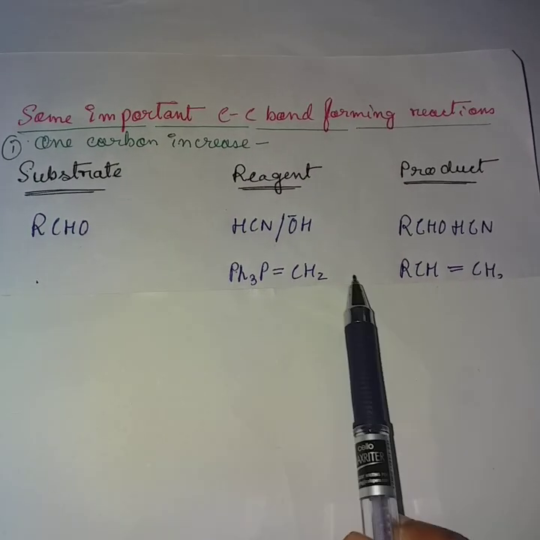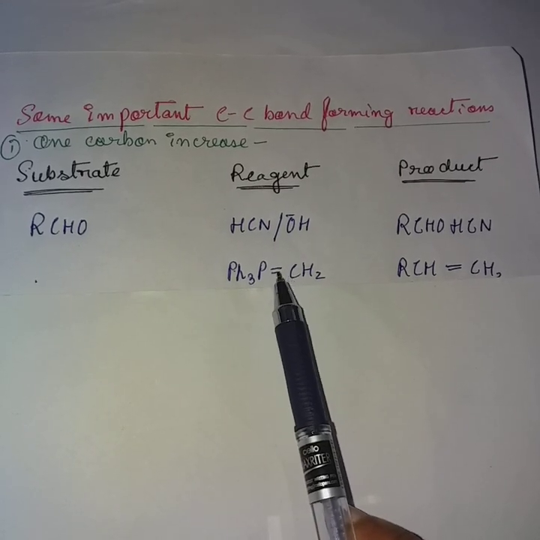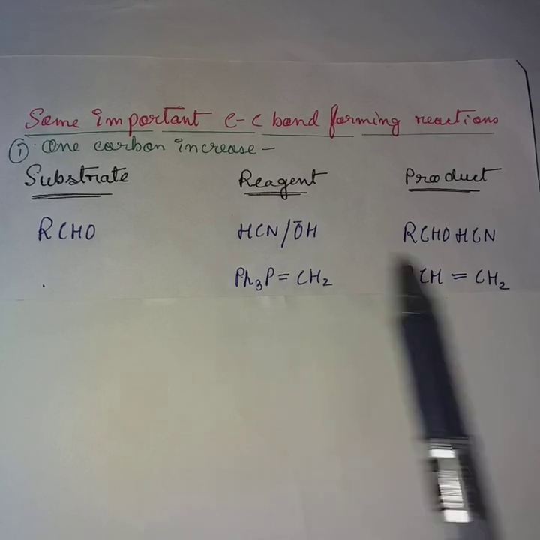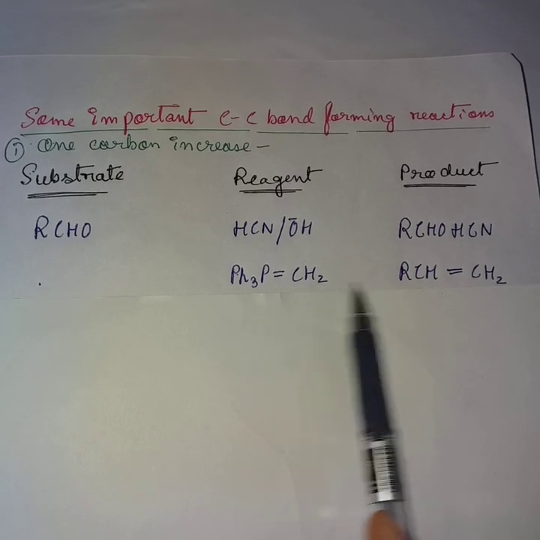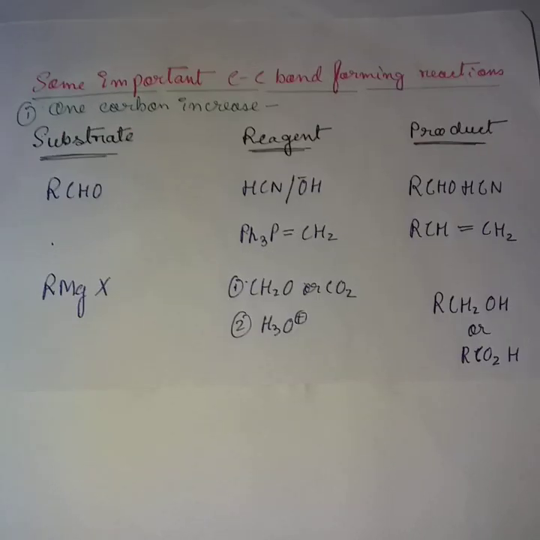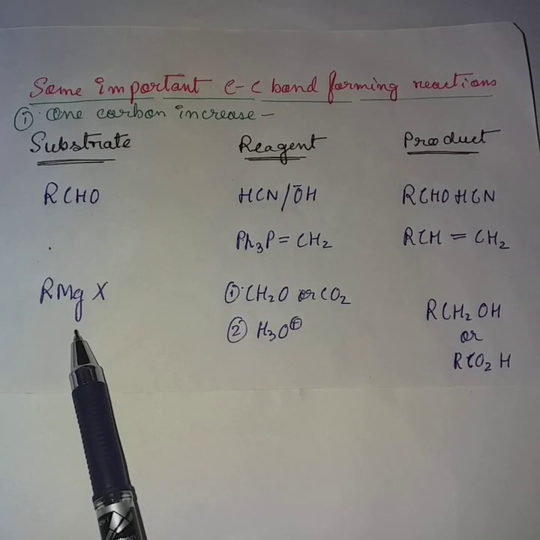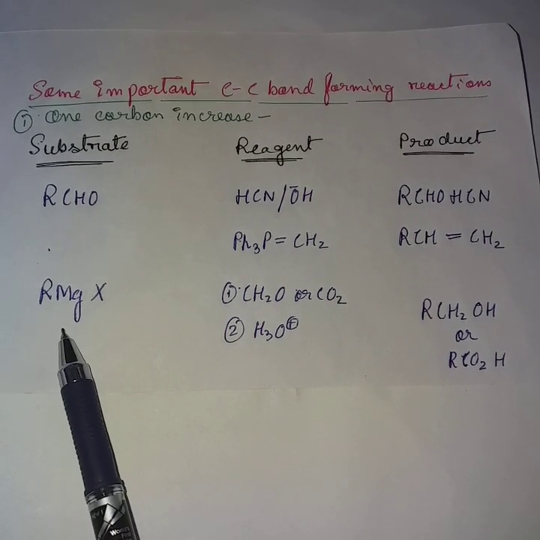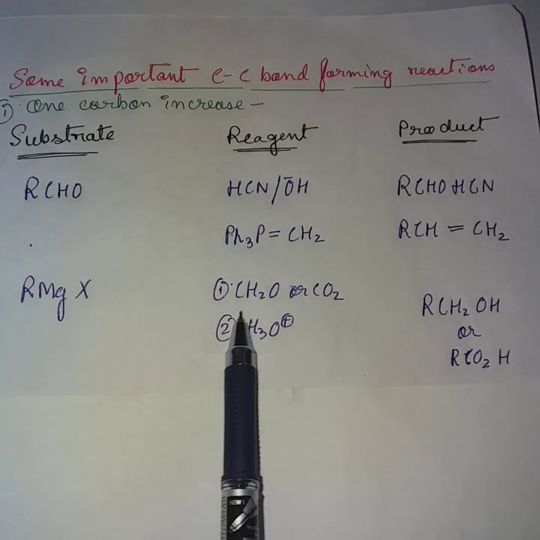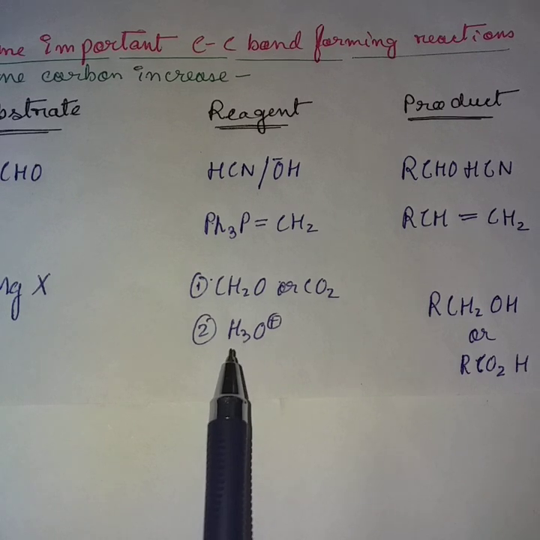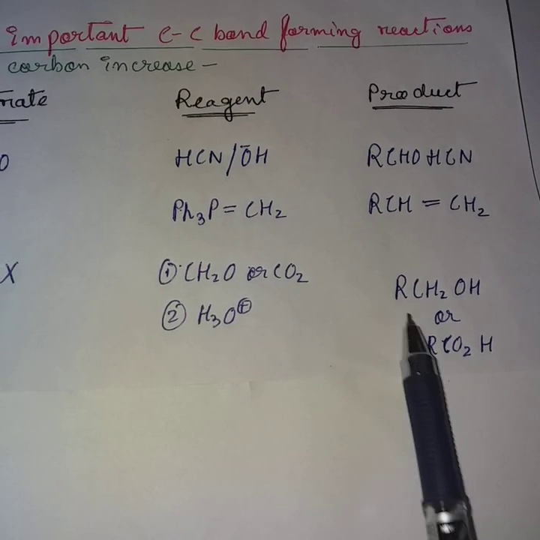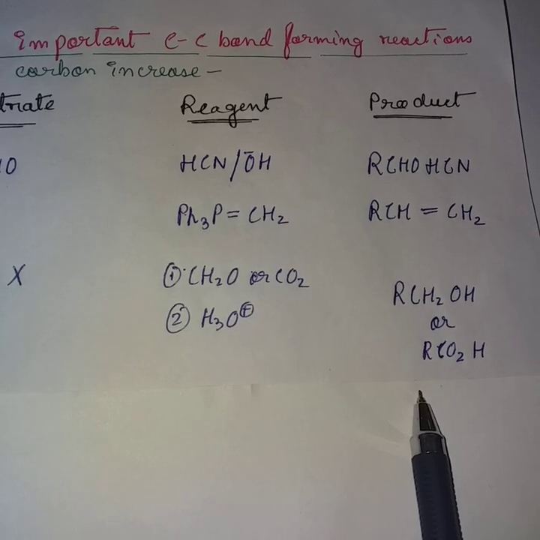Also to the aldehyde, if you add phosphorus ylide, you will get an alkene. And you must know that this is known as Wittig reaction. This is the Grignard reagent. To Grignard reagent, if you add CH2O or carbon dioxide and hydrolyze it with water, you may get an alcohol or a carboxylic acid.